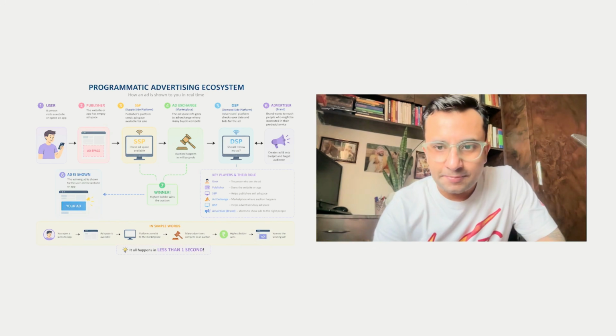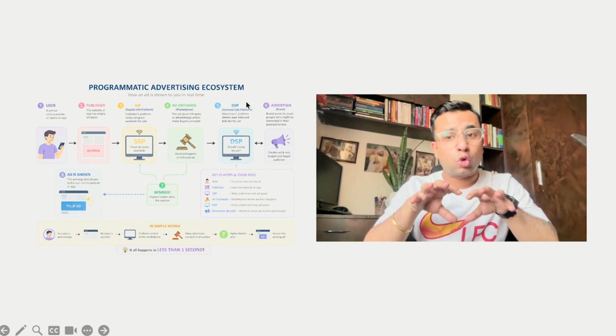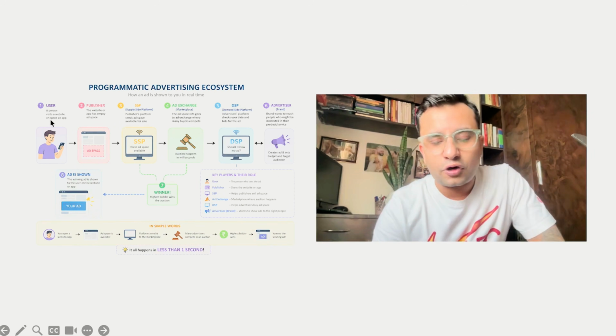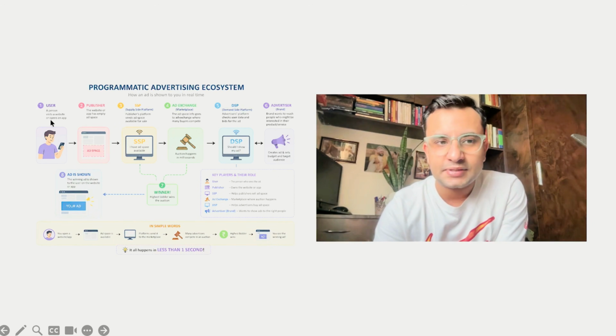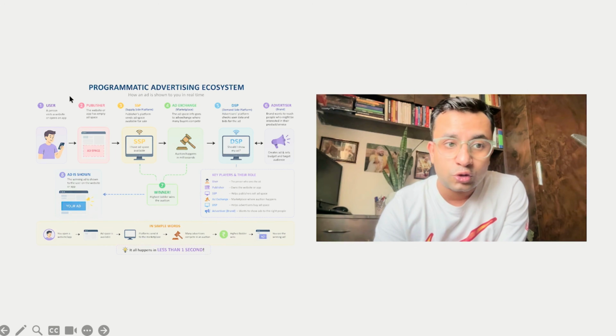The major 3 players where the auction is happening are SSP, Ad Exchange and DSP. Just remember those. The other 2 players are, of course, one would be a user who visits a website and one would be an advertiser who wants to advertise. Between those 2, these 4 players are there. Okay, you need to understand them.